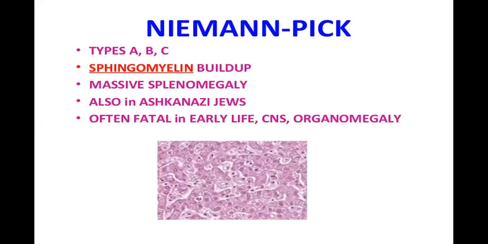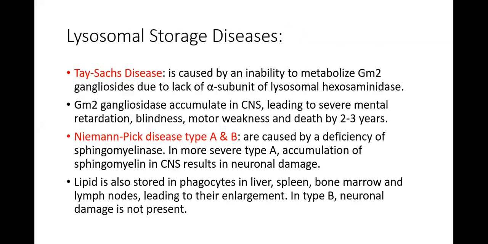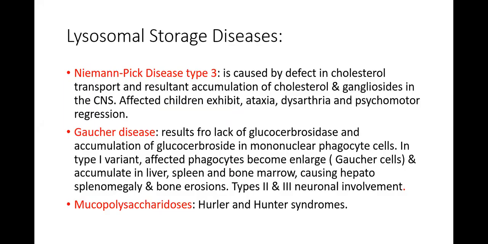Okay, so we have three types of Niemann-Pick disease: type A, type B, and type C, which is caused by a defect in cholesterol transport and resultant accumulation of cholesterol and gangliosides in the central nervous system. The affected children exhibit ataxia, abnormal gait, dysarthria, they cannot talk properly, and psychomotor regression is seen in these individuals. Next is Gaucher's disease.